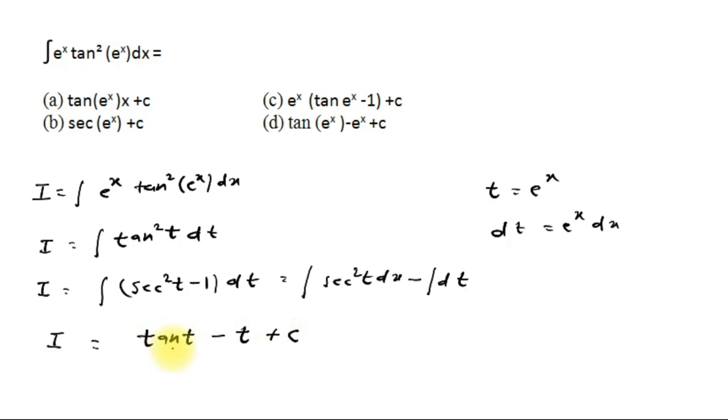So if we substitute the supposed value, I is equal to tan e to the power x minus e to the power x plus integration constant c. So if we look at the options here, we see that option D, which is tan e to the power x minus e to the power x plus c, is the correct one. So our option D is correct.